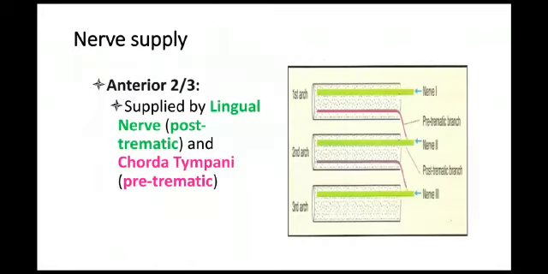So here you can see the various arches, first arch, second arch, third arch has been depicted. Each arch has a post-trematic nerve and a pre-trematic nerve. So in case of the first arch, the post-trematic nerve is formed by the lingual nerve, which is in turn a branch of the mandibular division of trigeminal nerve, and the pre-trematic nerve is derived from the branch coming from the facial nerve called the chorda tympani nerve.